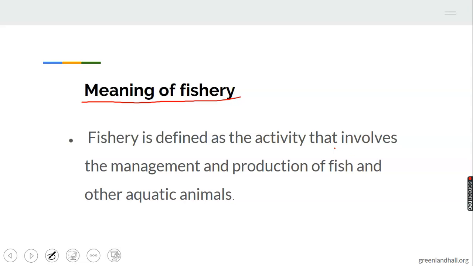Fishery is therefore defined as the activity that involves the management and production of fish and other aquatic animals. Take note of the word activity. It's an activity that involves the management and production of fish and other aquatic animals. People are involved in taking care of this fish before it can get to us for consumption.